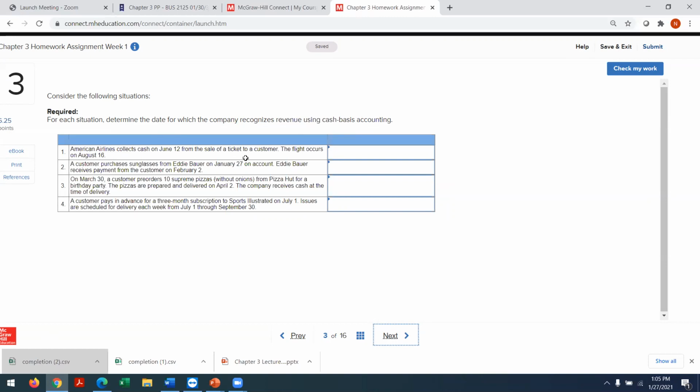Guys, let's take number 1. American Airlines collects cash on June 12th from the sale of a ticket to a customer. The flight occurs on August 16th. Under the cash basis of accounting, when are we going to report that revenue? June. Excellent. June 12th.